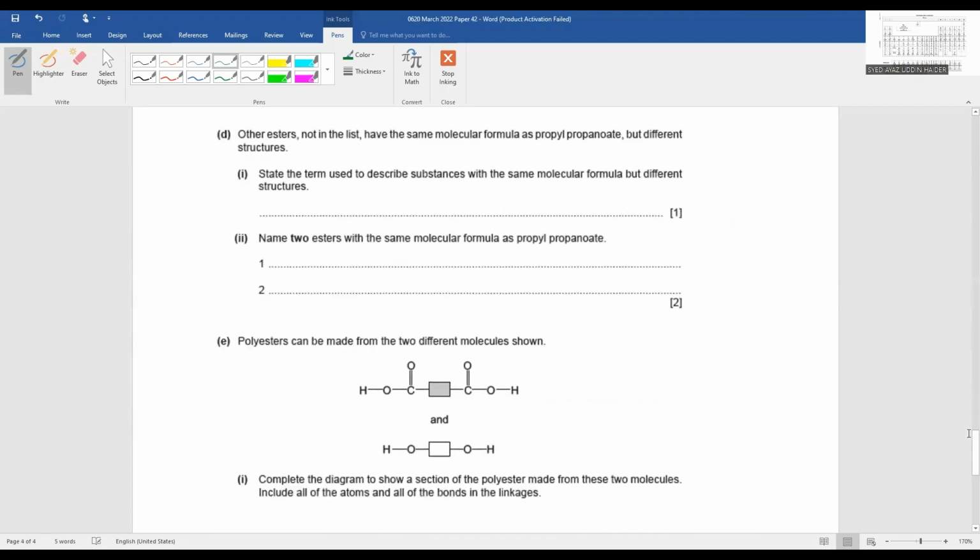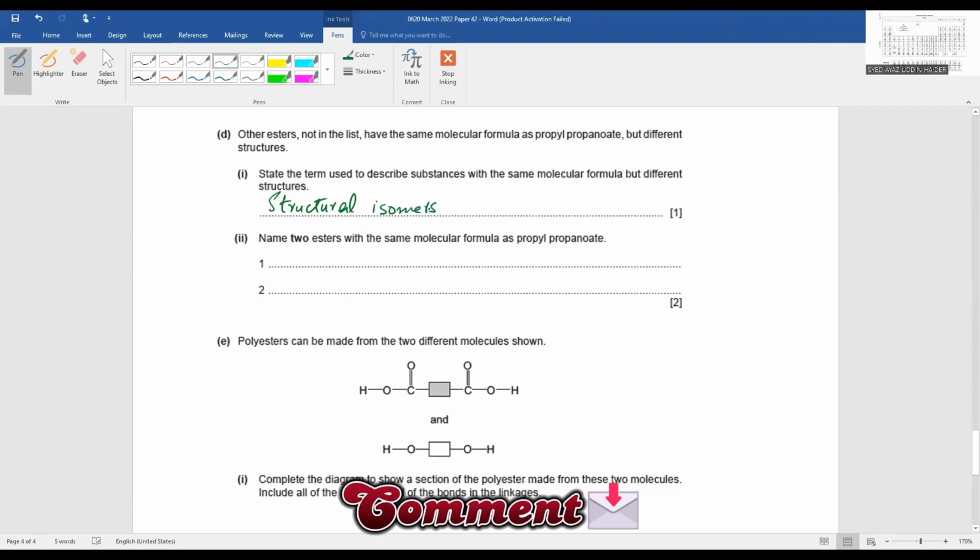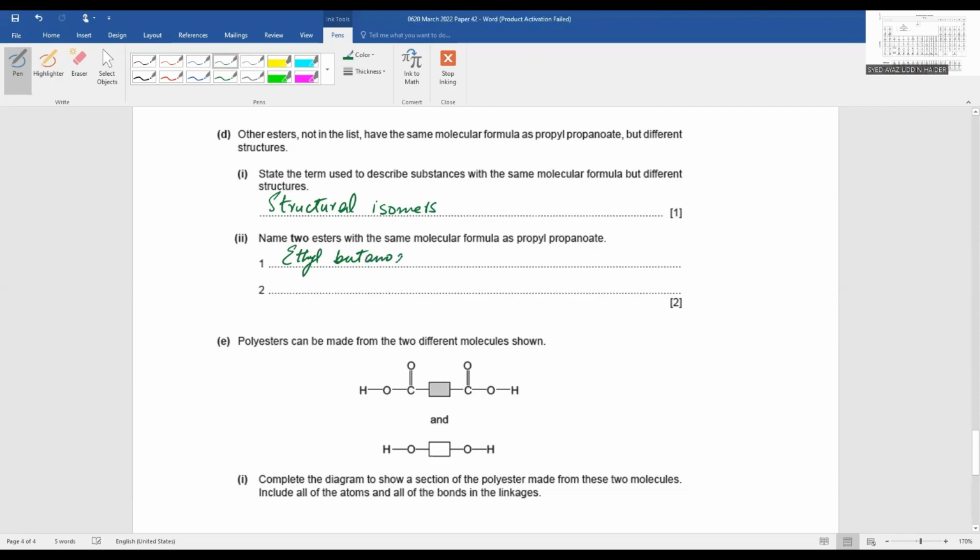Other esters not in the list have the same molecular formula as propyl propanoate, but different structures. State the term used to describe substances with the same molecular formula but different structures. They are called structural isomers. Name two esters with the same molecular formula as propyl propanoate. You can have ethyl butanoate, you can have butyl ethanoate.